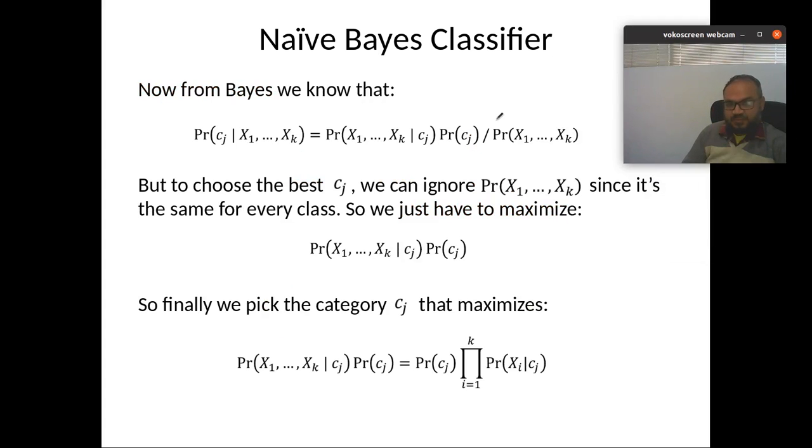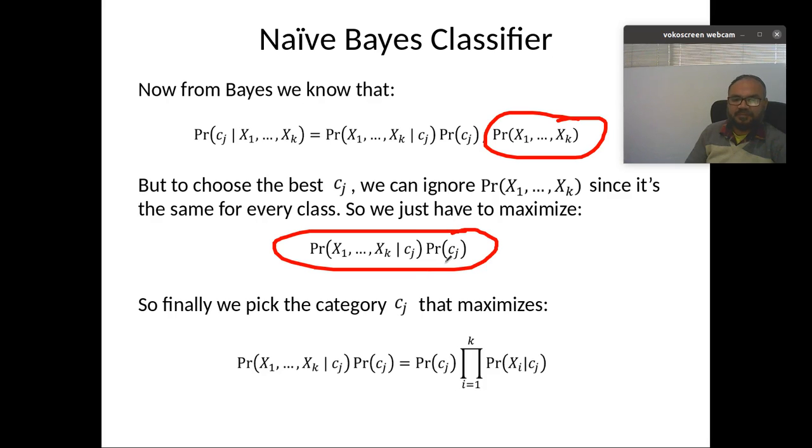Now from naive Bayes we know that we have this formula which expresses the theorem. The posterior probability is equal to the likelihood times the prior divided by the probability of the features. But to choose the best Cj, we can ignore this denominator, because it's independent of Cj. It's the same for all the classes. So we can maximize the posterior probability by just maximizing this product, the product of prior and the likelihood. So we can finally pick the class Cj which maximizes this expression.